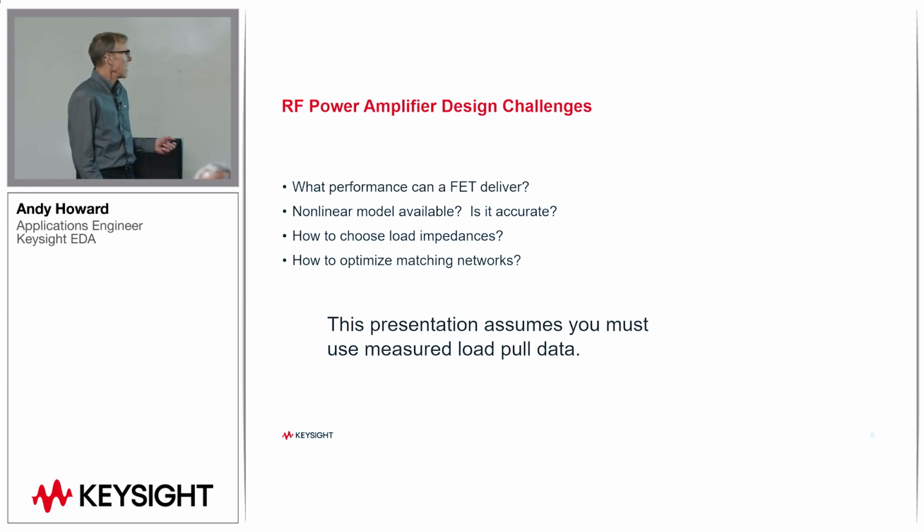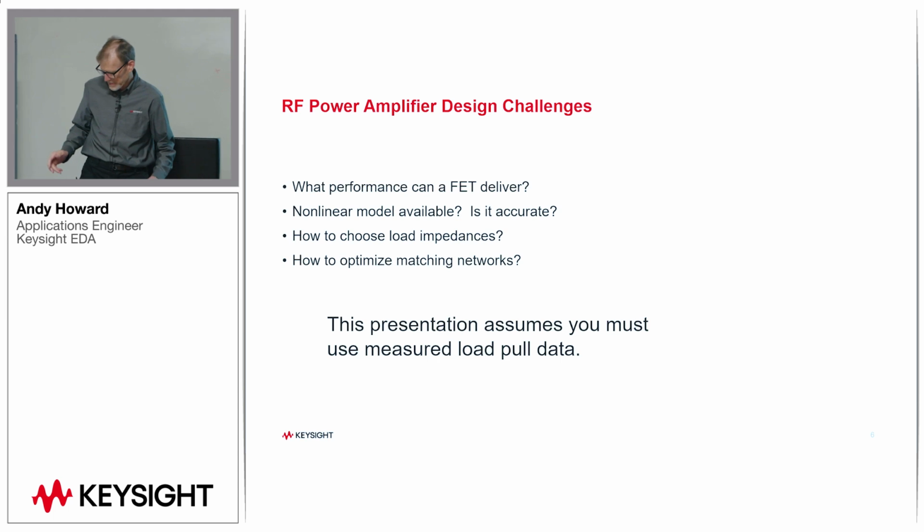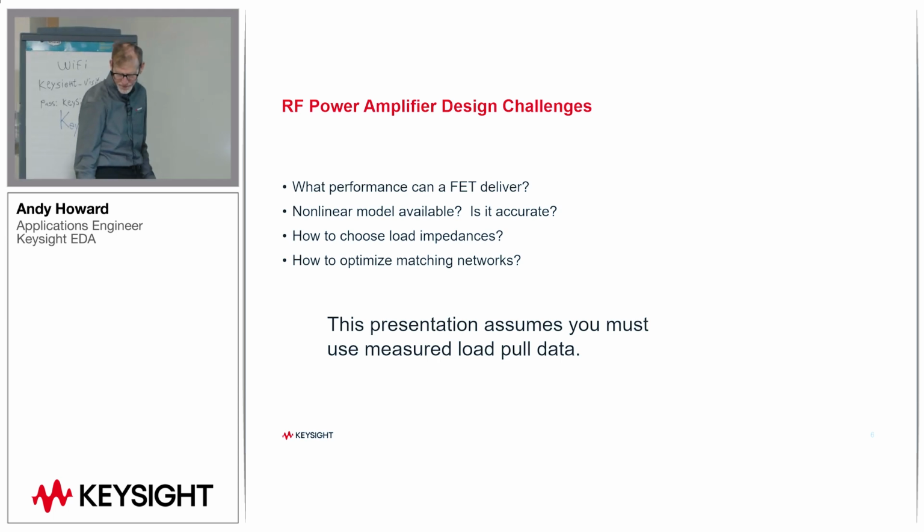In that case, you may be limited to working with measured load pull data, so you have to make trade-offs. How do you choose the impedances to present to the device? How do you use the measured data to optimize your impedance matching network? This presentation assumes that you must use measured load pull data. If you have a nonlinear model, there are way more things you can do, and I have a ton of examples that show different capabilities. But we're making the assumption that we do not have one available. This is specifically for working with measured load pull data.